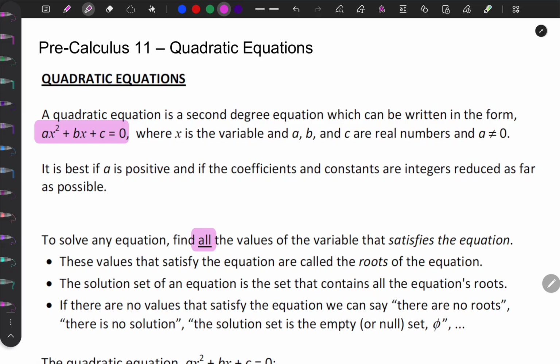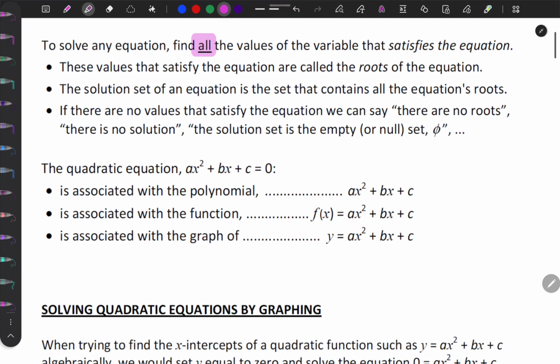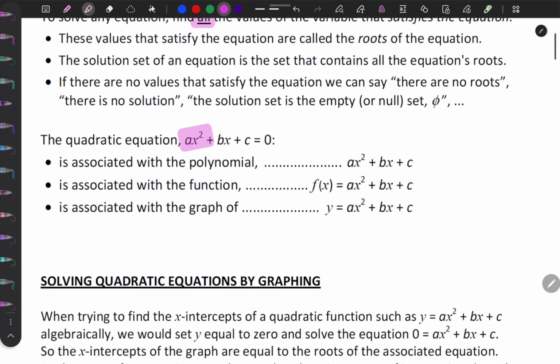So before we start solving them, we're just going to look at the theory behind this and introduce a little bit of vocabulary. There are a few equivalents we can look at. When we talk about an equation, we talk about something with an equal sign. We can associate this quadratic equation with an expression or a polynomial without an equal sign. I'm going to label this one expression.